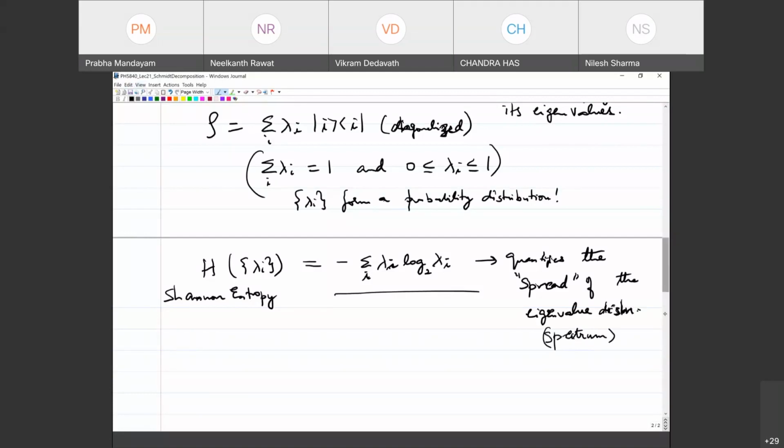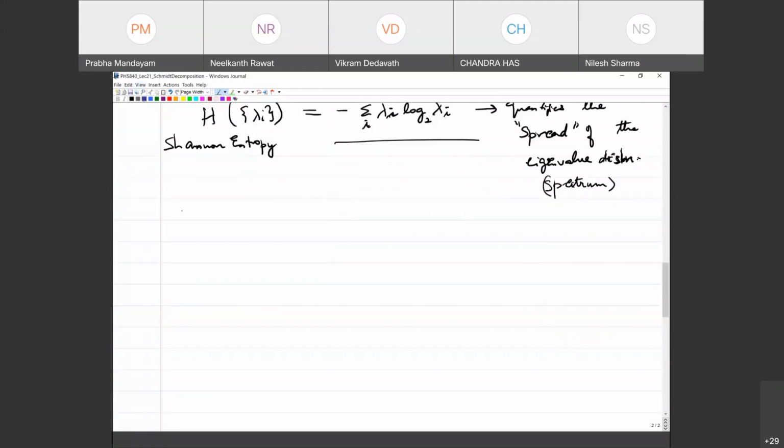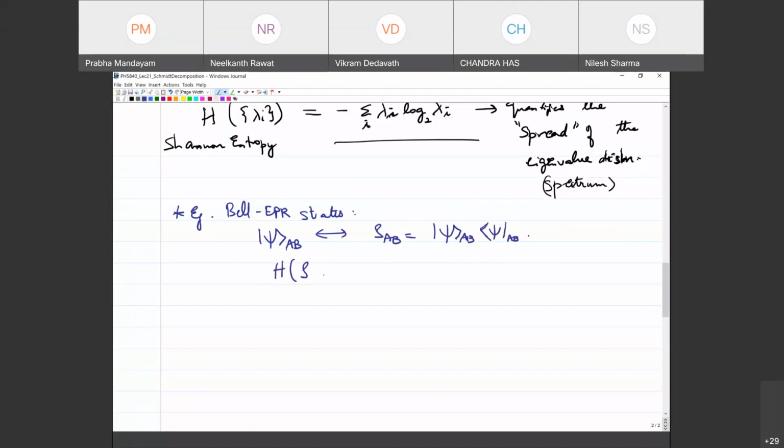Now let's look again at the example of one of the Bell EPR states. So look at the bipartite state, rho AB. The associated density matrix is this. Right? What is the Shannon entropy associated with this density matrix? So I call this H, right? So H of this joint bipartite density matrix.